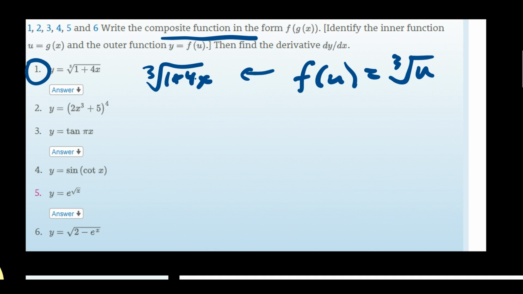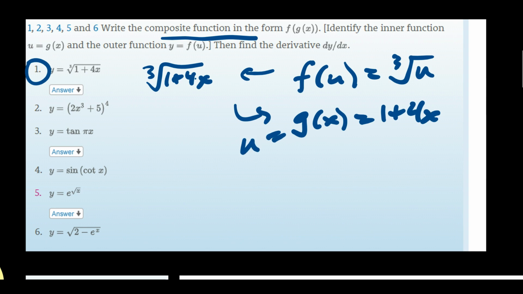And then the inner function would be g of x, so g of x is 1 plus 4x. They call this u. See, what's happening here is this. There's another way you can look at it. You have a function of u, and then u is a function itself.